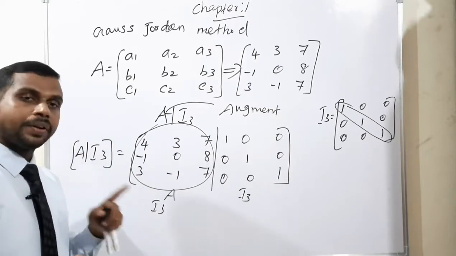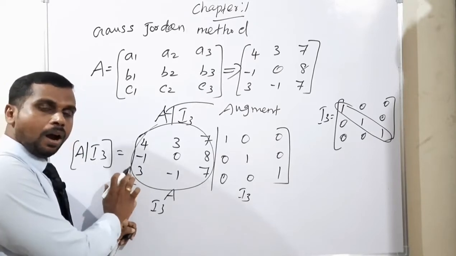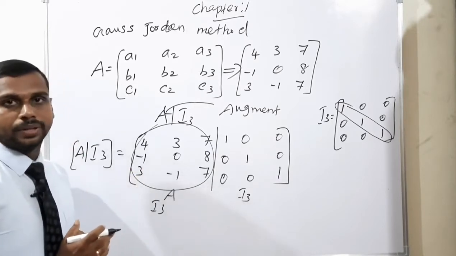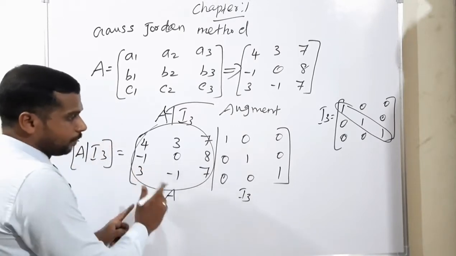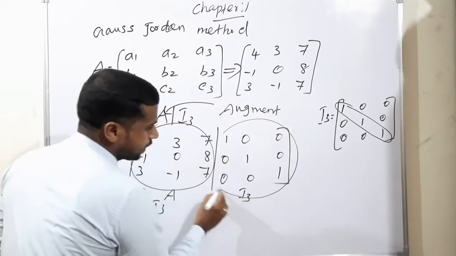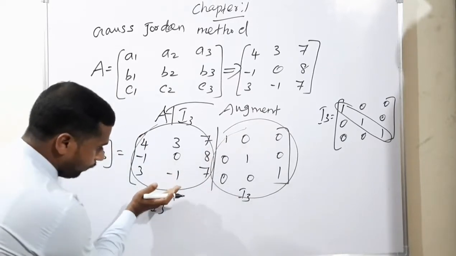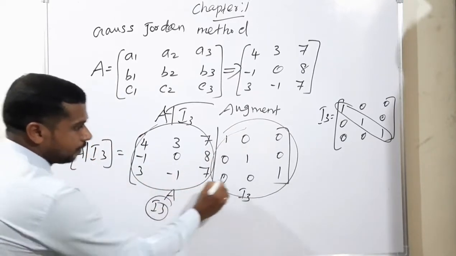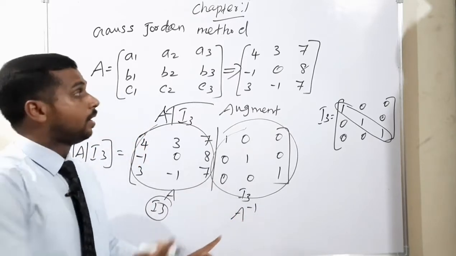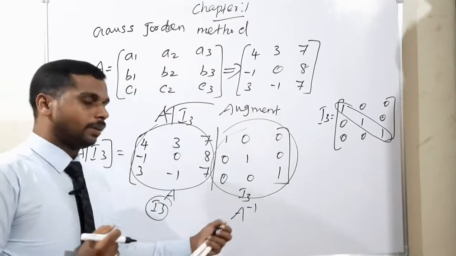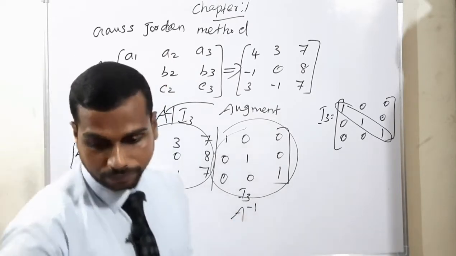So the concept of Gauss-Jordan is this: we need 3 important steps, and only then can we get I3 on the left. If you apply changes here, the identity part will also change. When we get I3, the right side is our final result, the inverse, because according to the Gauss-Jordan method we need to find the inverse of the matrix. So listen very carefully.